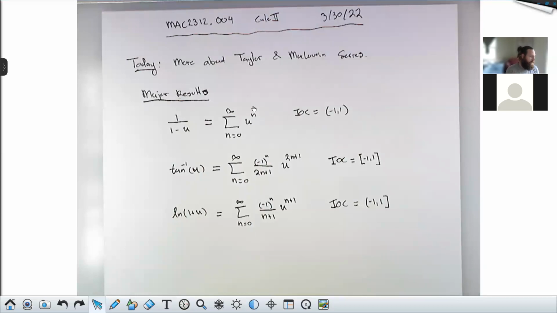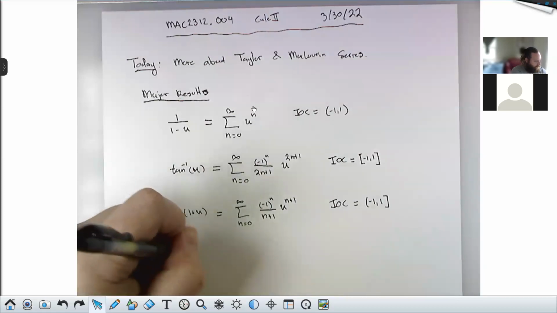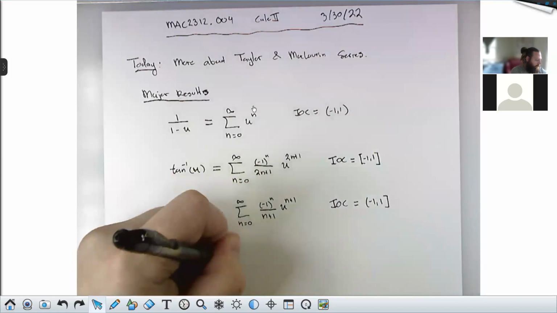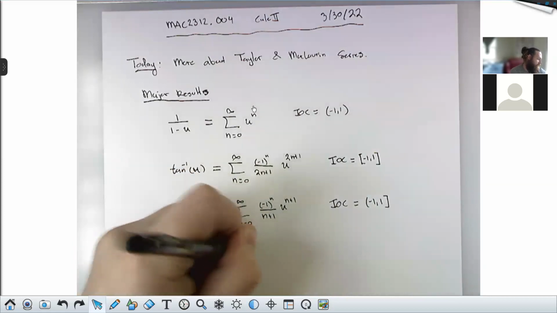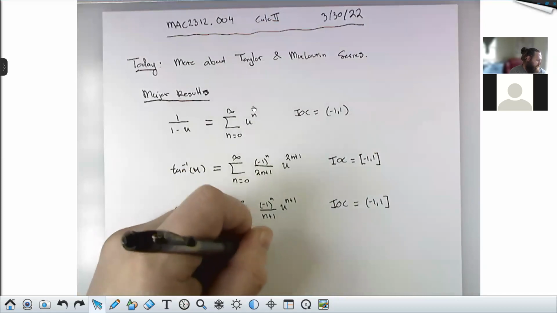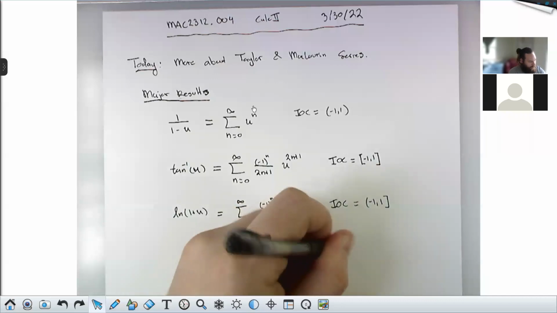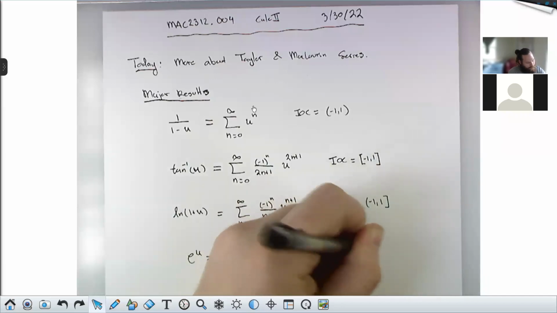And then just recently, we got power series for the exponential function, e to the u. The IOC here is all real numbers.